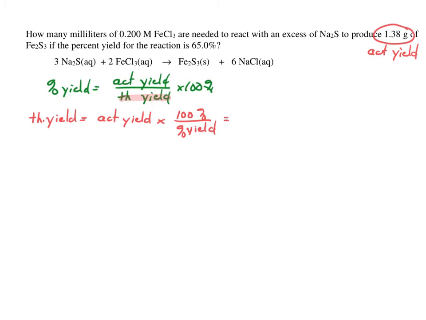We'll substitute in our values. We have 1.38 grams. And we find our theoretical yield, or our target yield, needs to be 2.1231 grams. So let's do our stoichiometry problem. We want to get 2.1231 grams of our product.